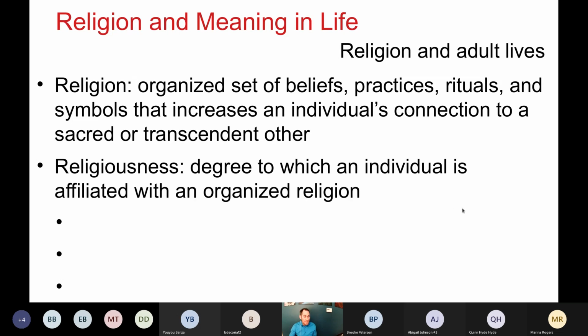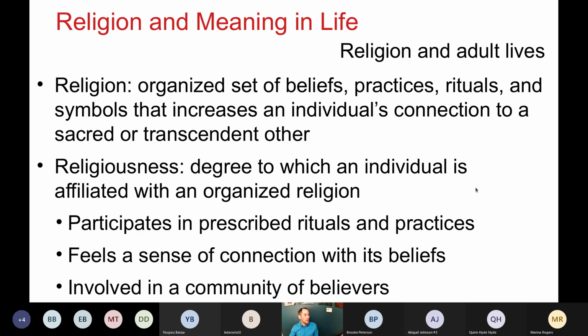So religiousness is the degree to which an individual is affiliated with a religious organization. If you're always going to church once or twice a week, you're doing all the rituals, you're on track with your religion, you would probably rank highly in religiousness. If you weren't associated with any religion, and you weren't doing any religious practices or rituals, you would probably rank very low on religiousness.